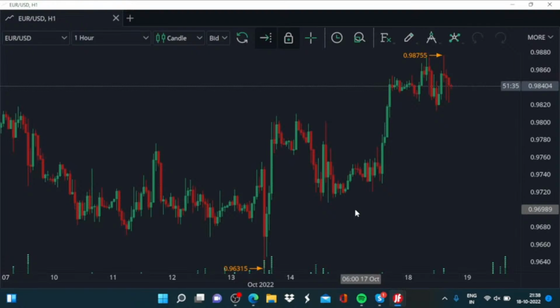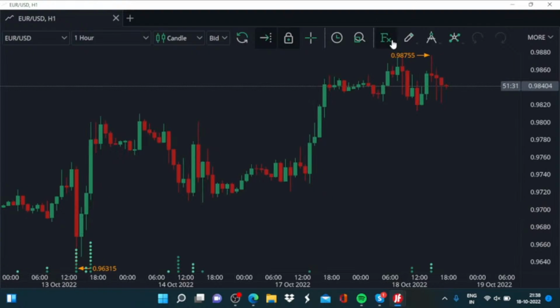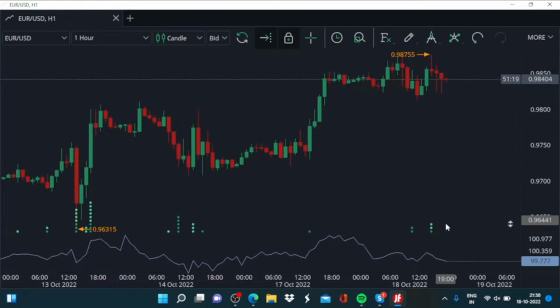This is a Euro USD chart drawn on the hourly time frame, and for adding this indicator, all you have to do is simply type in ROC, and here it will appear, the rate of change ratio 100 scale. The indicator is very easy to calculate, very easy to understand. The concept is simple and very easy to interpret as well.